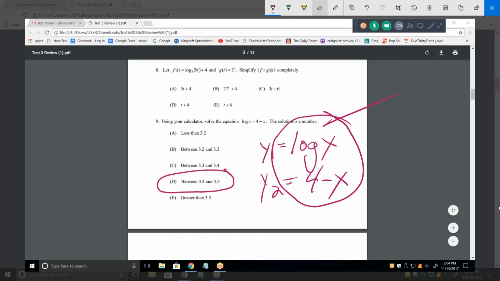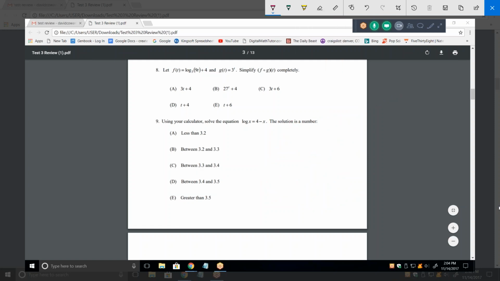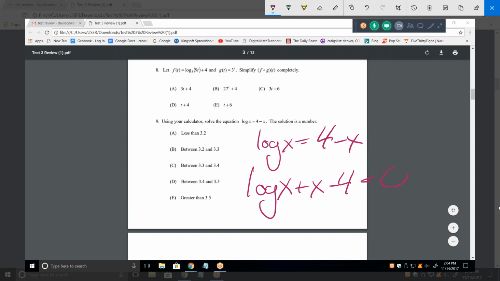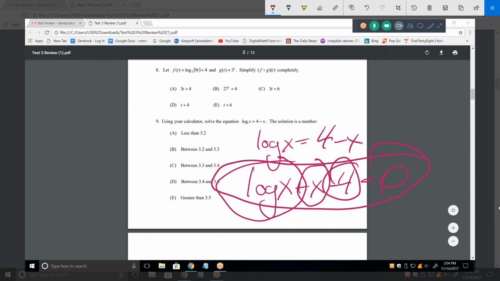Now, notice why that's not easy to solve algebraically. If I've got log of x equals 4 minus x, man, that is not easy at all. I can add x to both sides. I got log of x plus x minus 4 equals 0. There's just no way to solve that real easily algebraically. And it's because I have log functions combined with polynomial functions and constants. Actually, even without the constant, that would be hard to solve.